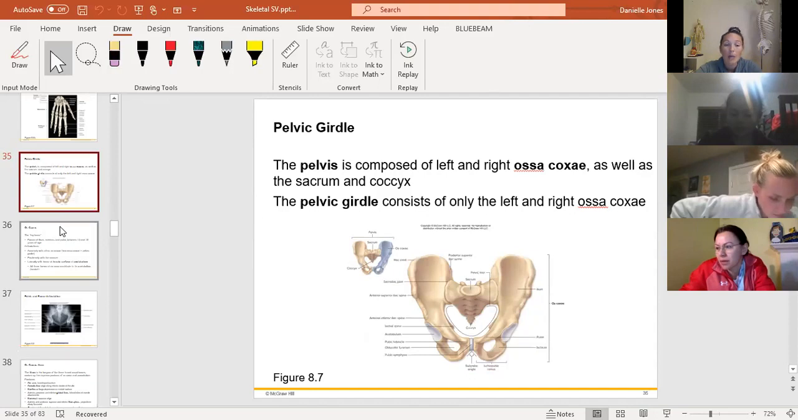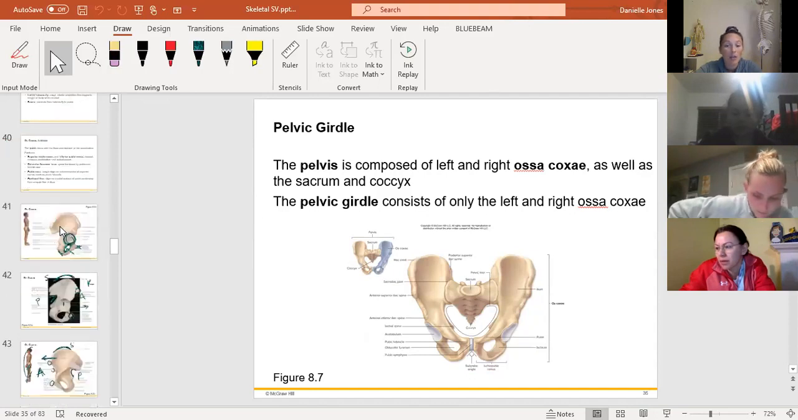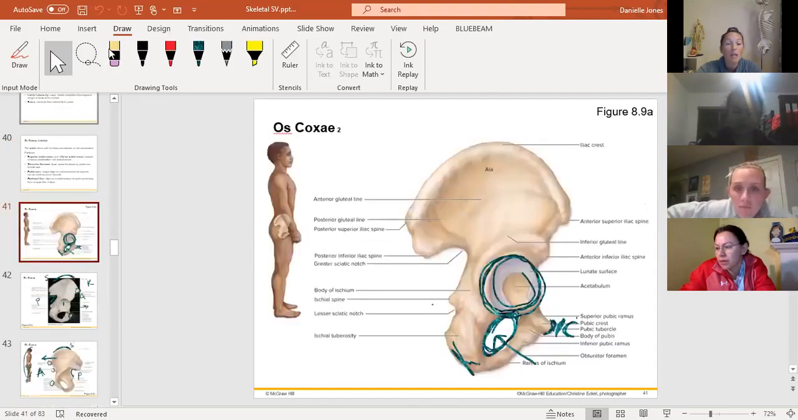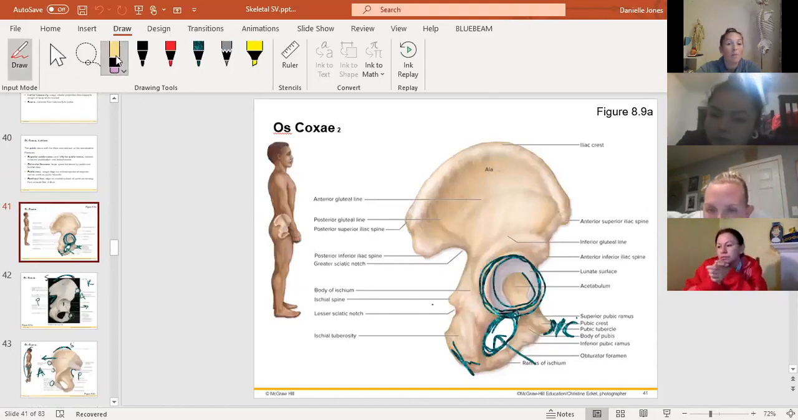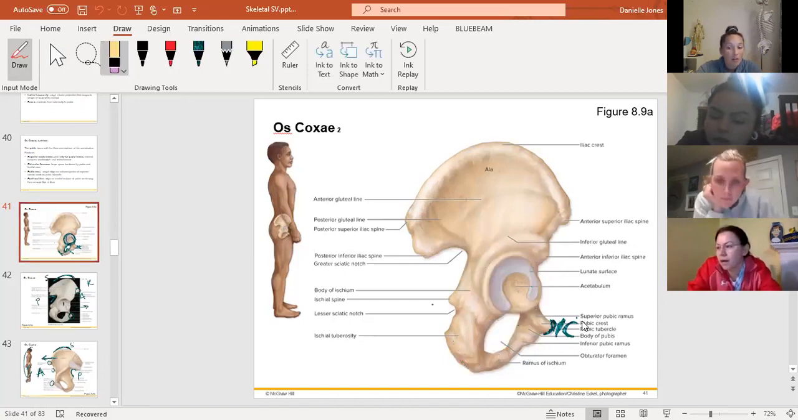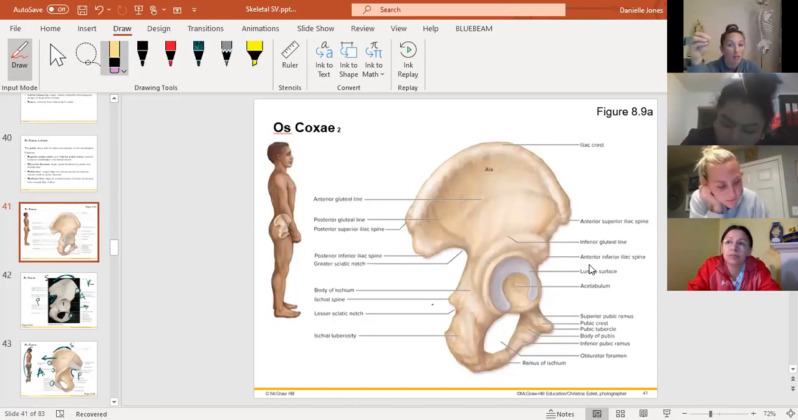So when I put a bone up, and let's say that I put this bone up, it would be incorrect if you put pelvis or pelvic girdle, because this is not the pelvic girdle and it's not the pelvis, because the pelvis needs all four of those bones, two innominate bones, sacrum and coccyx. The pelvic girdle needs both right and left innominate bone. So this is an innominate bone or os coxae, either or.